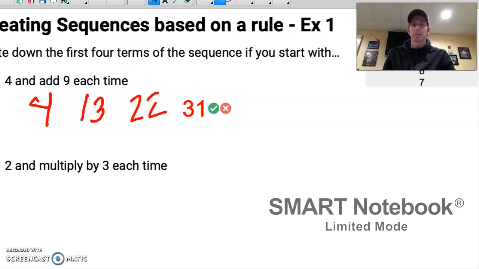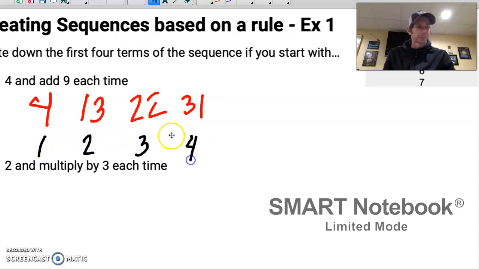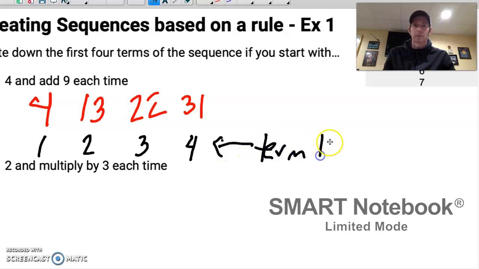And part of this is important because this is considered your first term, your second term, your third term, and your fourth term. So these are the term numbers. And up here is the actual value of the term.